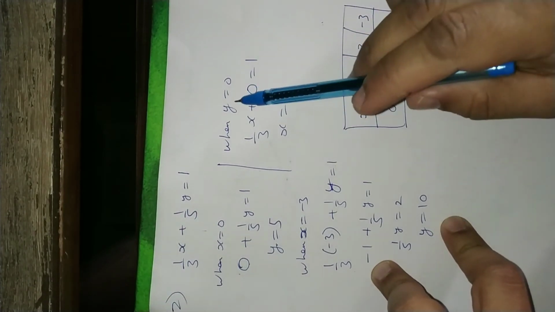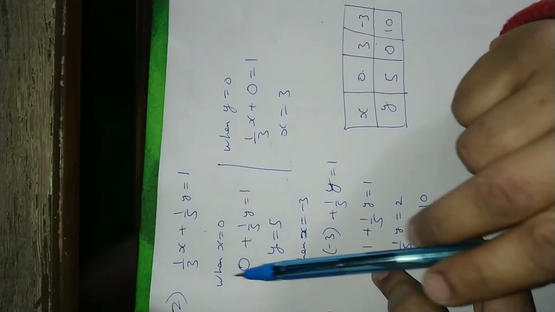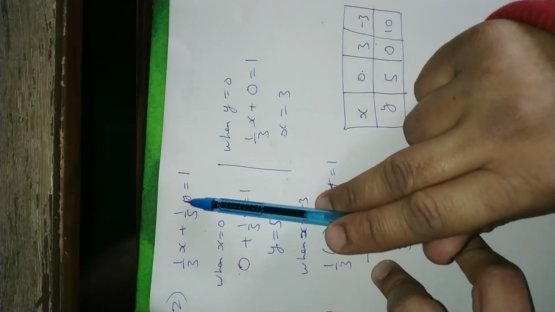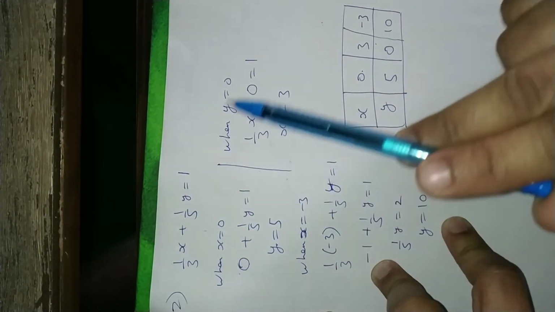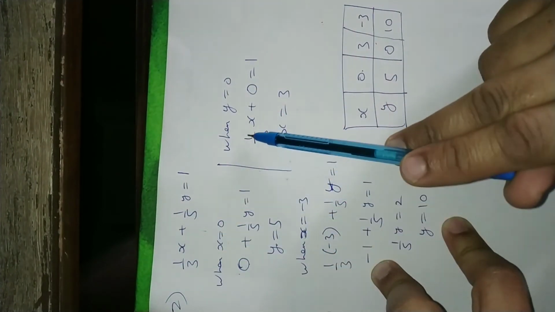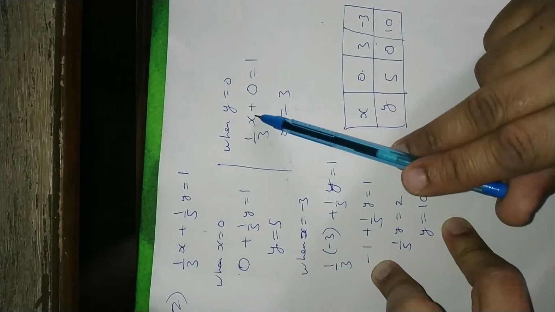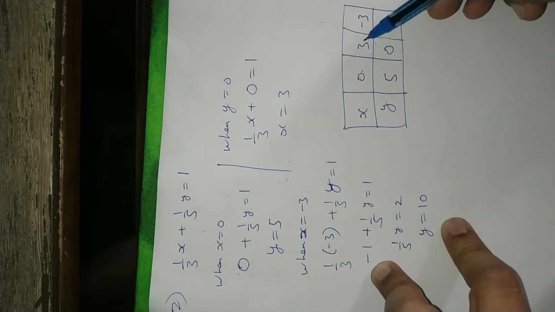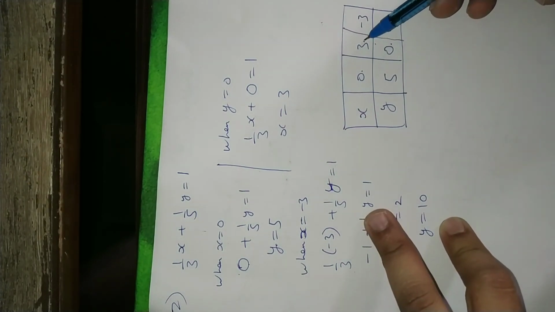Next, now we have put the value of y is equal to 0. If y is 0, this whole term will become 0 and 1 by 3x as it is. From here we have calculated the value of x, that is 3. This is the second point, (3, 0).